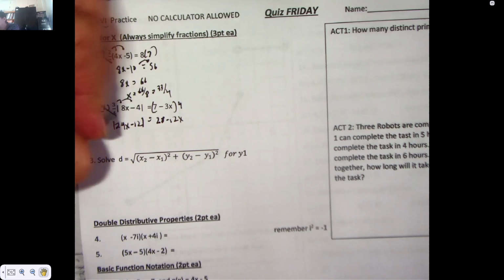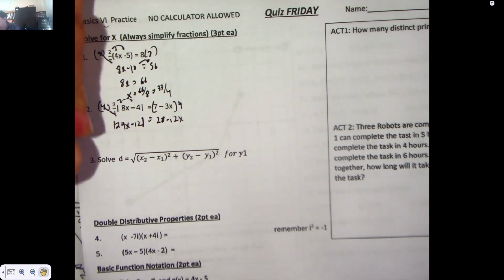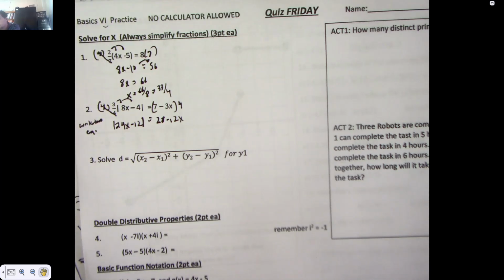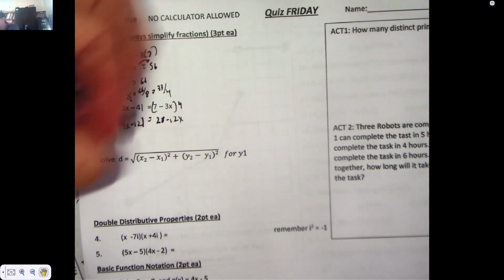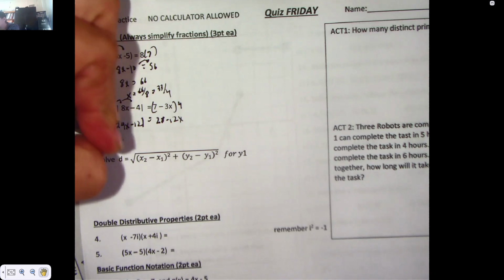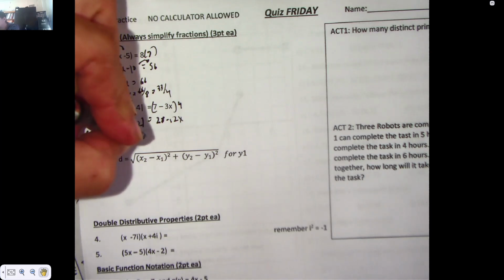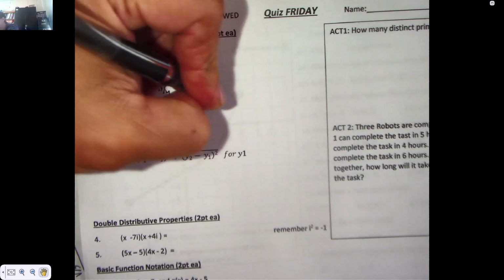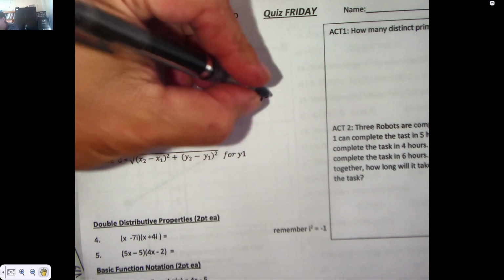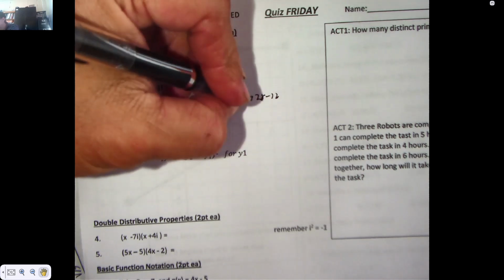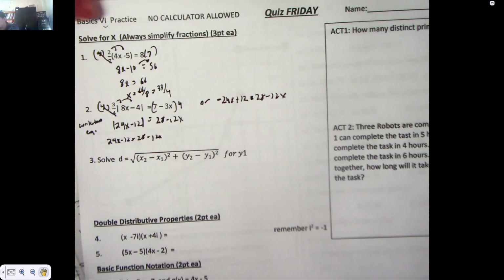And now I'm going to write 2 equations. Plain and simple, write 2 equations. The first one is 24x minus 12 equals 28 minus 12x. The second one is negative 24x plus 12 equal to 28 minus 12x. It's an equal to symbol. And then I'm going to solve for x.